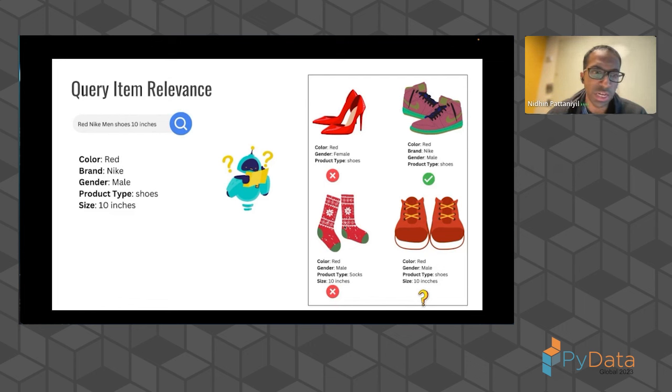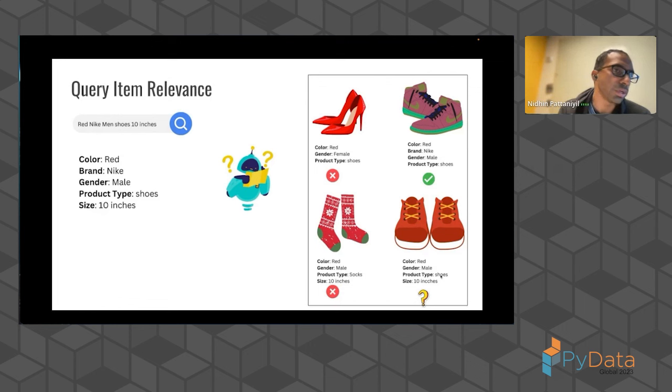The socks item matches 3 of the 4 intents of the user, but the product type is not socks. What about the last item? It is red, it is male, it is shoes, but the brand is not Nike.